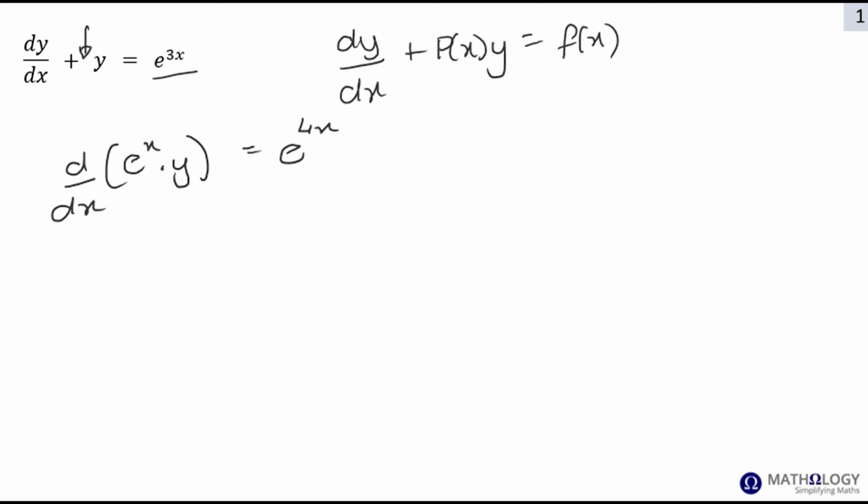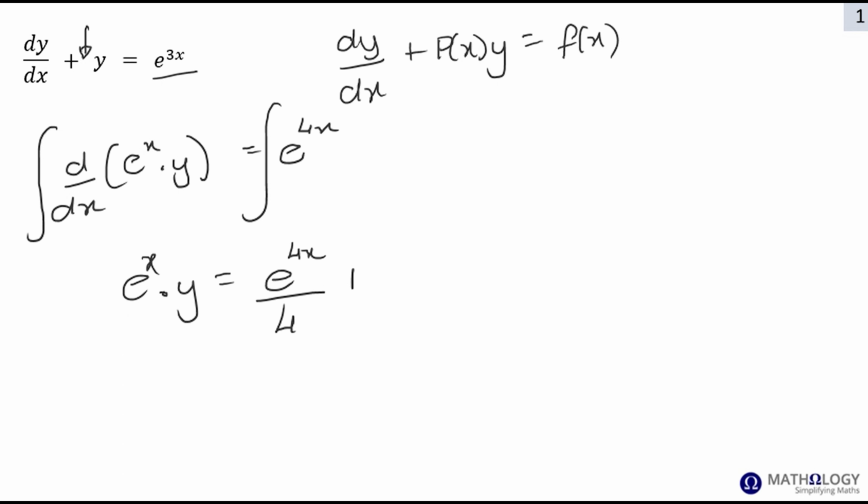Okay, we can now integrate both sides. The integral of d/dx of (e^x y) is just going to be e^x y. And the integral of the exponential function is the exponential function again, but we divide by the derivative of 4x, which is 4, so we divide by 4, and now we have our integration constant c. We can call that c1.